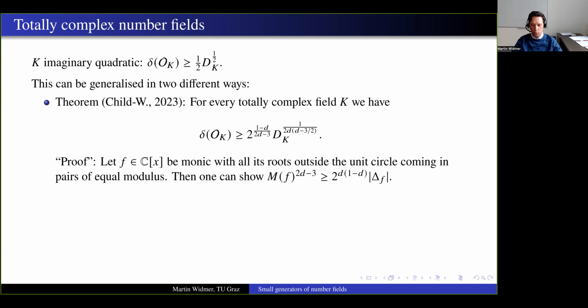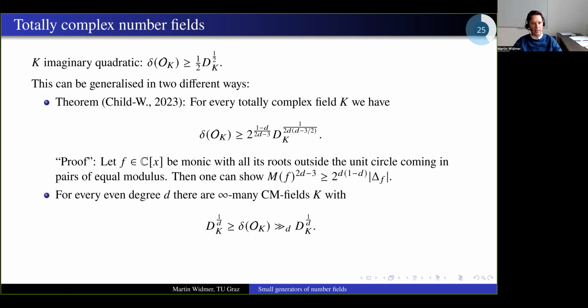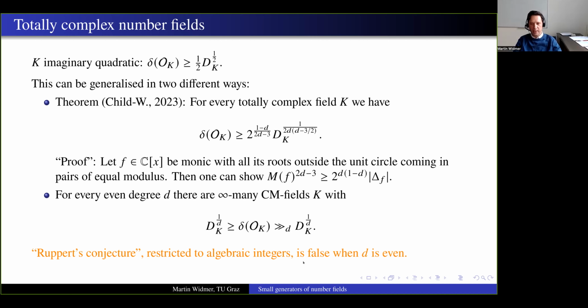So that doesn't tell us much, but there is another way to generalize the observation of the imaginary quadratic case. Namely, you can consider only an infinite subfamily of CM fields. For these, it's very easy to prove, no matter what their degree is, that the smallest integral generator is in fact pretty much as large as the trivial upper bound you have. So they really have only very big generators that are integral. Of course, this bound is contradicting Ruppert's bound. So if you restrict Ruppert's conjecture to algebraic integers, then it is definitely false when d is even.